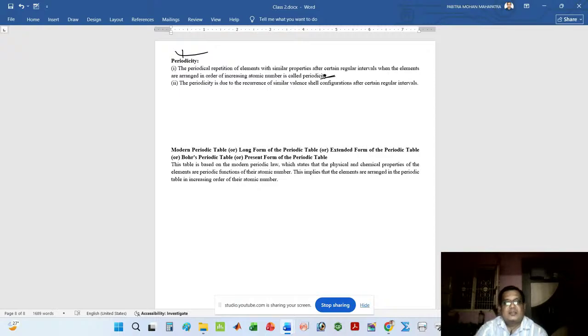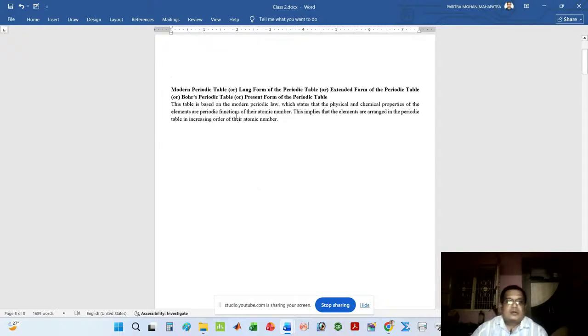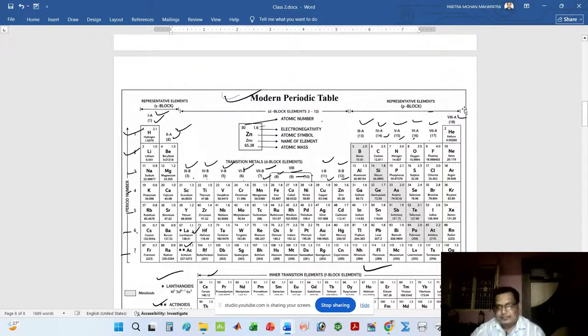Why does periodicity arise? This is due to the reoccurrence of similar valency shell configuration after a certain regular interval. Let me explain this point. Now go to the modern periodic table.